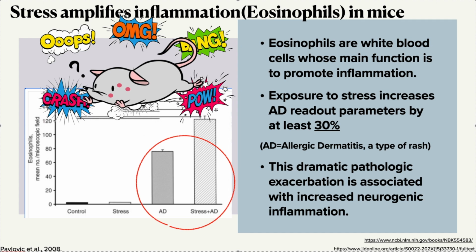And the results the scientists gained from this was that the amount of eosinophils in mice exposed to sound stress was increased by 30% compared to the amount of eosinophils in mice that were not exposed to sound stress. Thus, this experiment showed that stress had a correlation with inflammation.